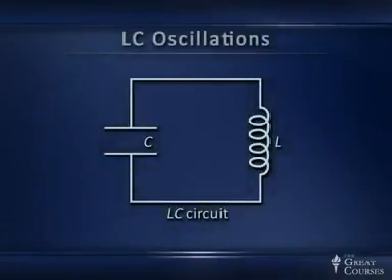If we simply take a capacitor and inductor and connect them together and charge up the capacitor, it will discharge through the inductor, will build up magnetic energy, and the whole thing will result in a cycle of so-called LC oscillations. And that's in fact what we do in a radio transmitter.